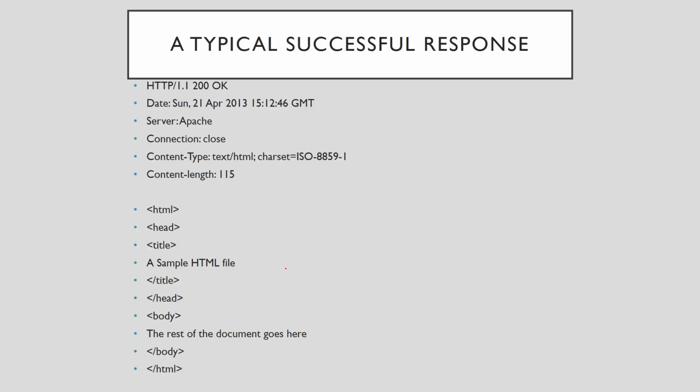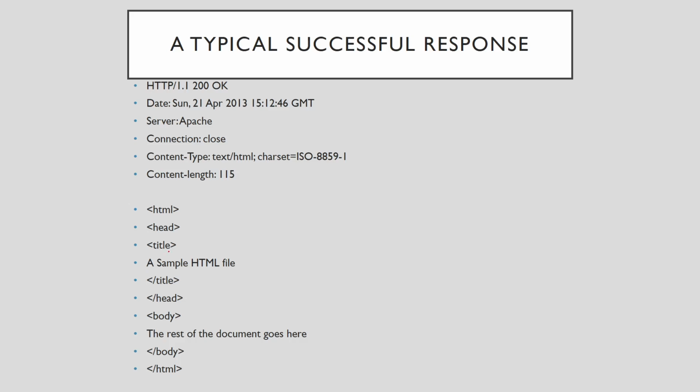Now, once the server sees that blank line, it begins sending its response to the client over the same connection. The response begins with a status line, followed by a header describing the response using the same name and value syntax as the request header, a blank line, and the requested resource.